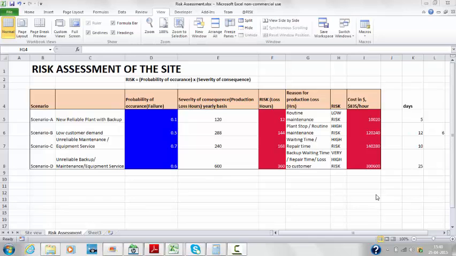It's a summation of all the discussions we've been having over the last three presentations on reliability and maintainability. Later on, we carried out a stress analysis followed by the sensitivity analysis. Now I'm going to discuss the risk assessment of a particular site. As you can see, you can get a view of the site.